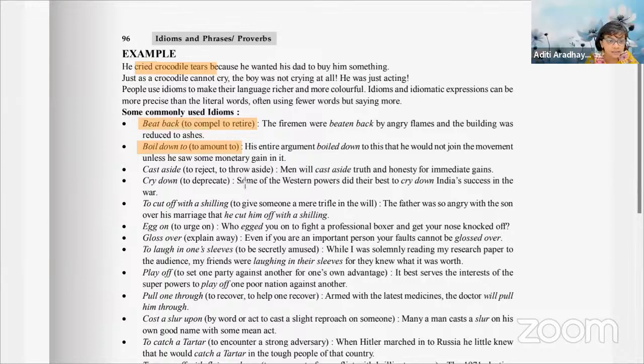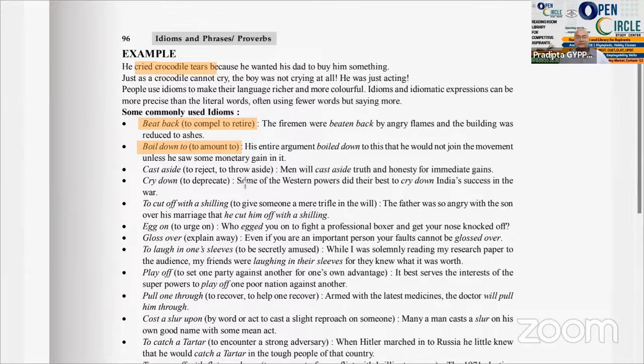So what is the meaning of reduced? For example, if I give you salt water and I tell you to boil it, what will you get ultimately? Salt. Yes. So get reduced means what remains, what is left after reducing. That is called boil down.